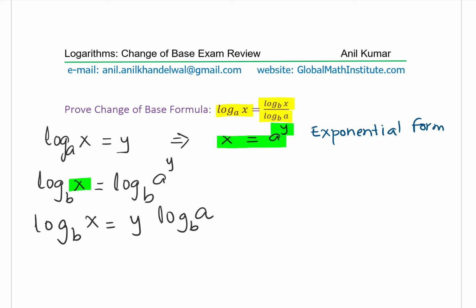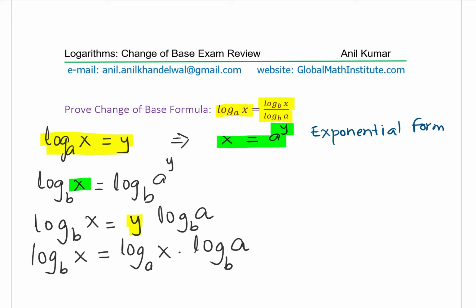Perfect. But as you know, y is equal to log to the base a of x, right? So this is known to us. This is from where we started. So we'll substitute the value of y as log to the base a of x. Now what do we get? We get log to the base b of x equals log to the base a of x times log to the base b of a, right?